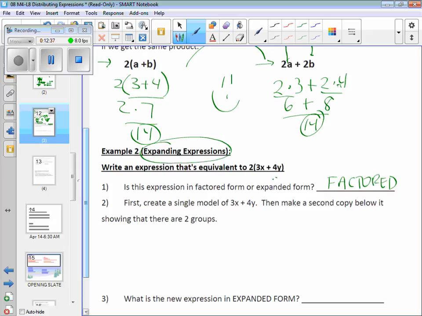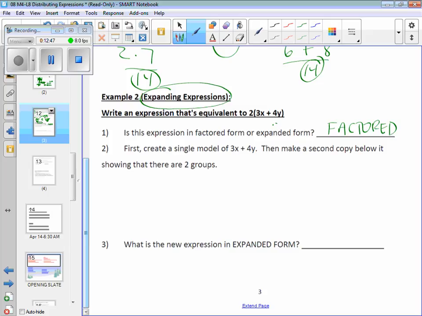Stace, what's the set? How many copies of the set? How much? I'm going to create 2 sets. 3x plus 4y. Keep your x's lined up nice. Keep your y's lined up nice. This will be important too, as you'll see.